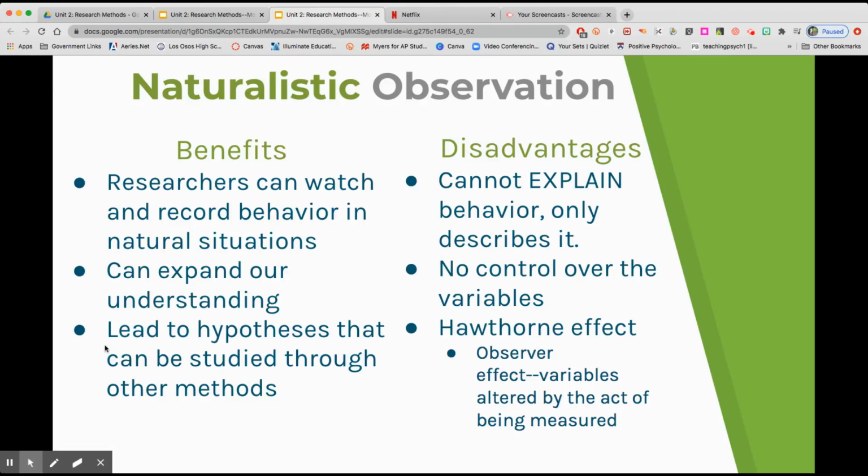The disadvantages: one, again, it cannot explain the why, it can only describe. Two, you have zero control over any of the variables. And three, you might be subjected to something called the Hawthorne effect or the observer effect, meaning just what I talked about before, that just by knowing that a variable is being measured, it might alter how someone acts.